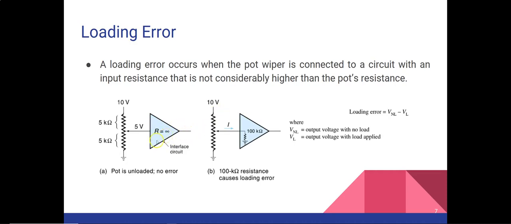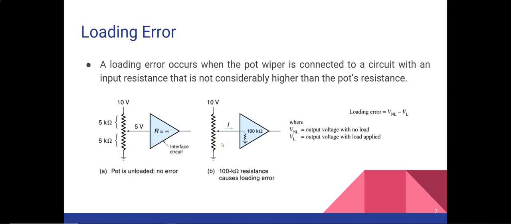So here in this first example, you see this shows a pot that is unloaded and has no error. Why do we not have error? Because the interface circuit resistance is infinite. Therefore, the resistance will not interfere with the potentiometer, and we do not have the loading effect.